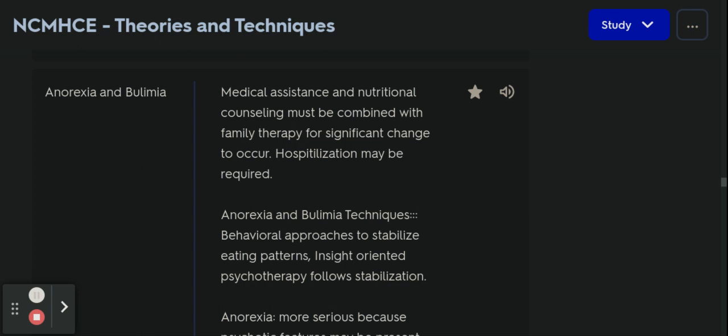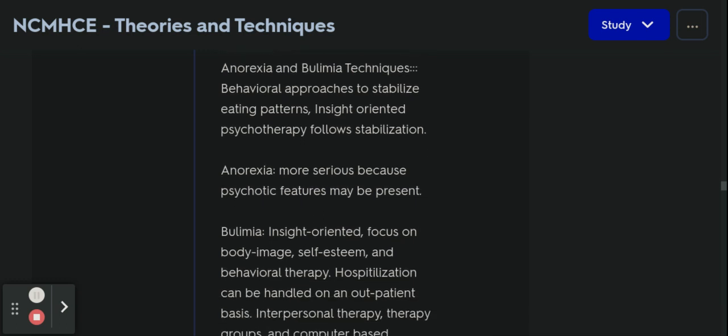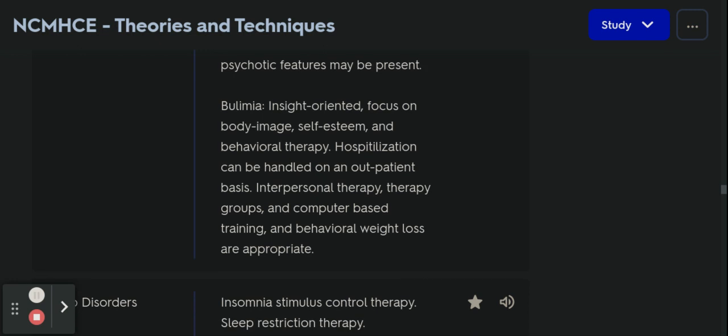Behavior approaches to stabilize eating patterns. Insight-oriented psychotherapy follows stabilization. Anorexia: more serious conditions may be present. Bulimia: insight-oriented focus on body image, self-esteem, and behavioral therapy. Hospitalization can be handled on an outpatient basis. Interpersonal therapy, therapy groups, computer-based training, and behavioral weight loss are appropriate.